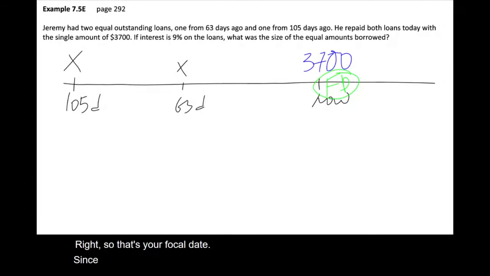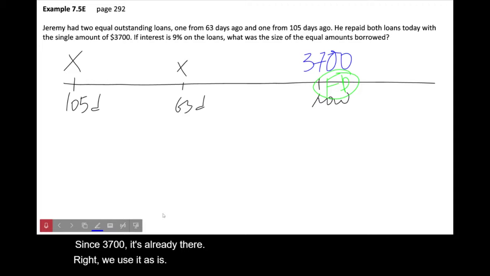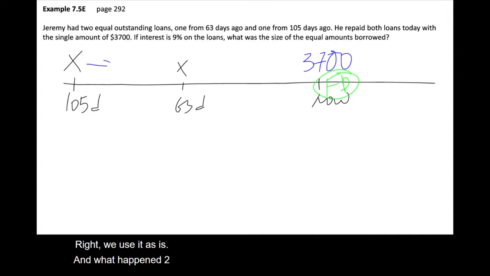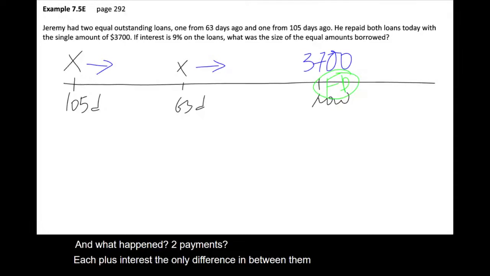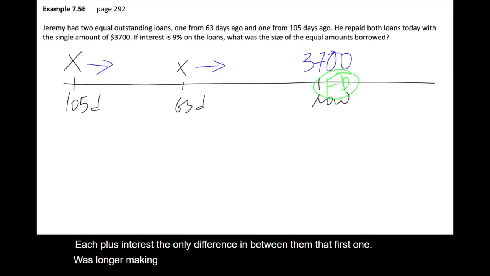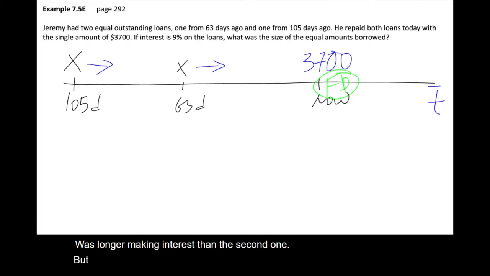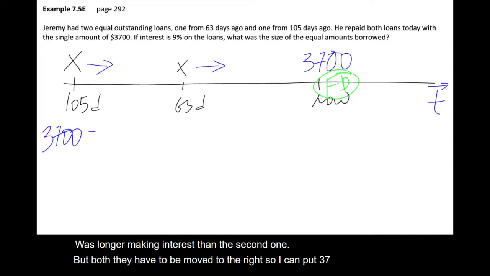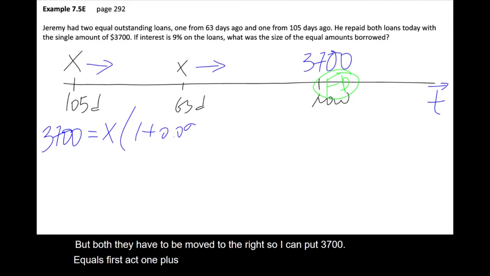Since 3,700 is already there, we use it as is. And what happened? Two payments, each plus interest. The only difference between them is that the first one was longer making interest than the second one. But both have to be moved to the right. So I can put 3,700 equals first x, 1 plus 0.09.